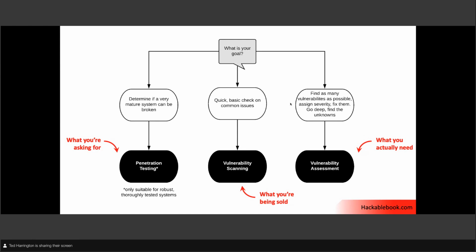So if you have a hardened system, it's very mature, it's been through a lot of testing, and you want to determine, can it be broken? Can it stand up in that simulated attack scenario? That's when you get a penetration test.